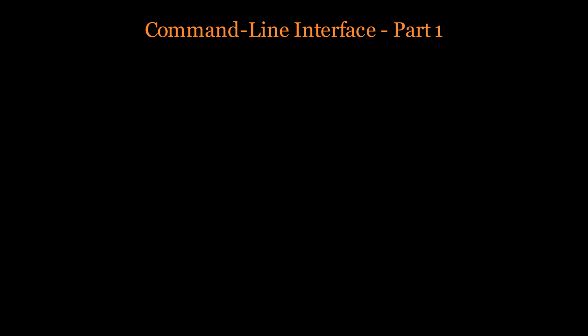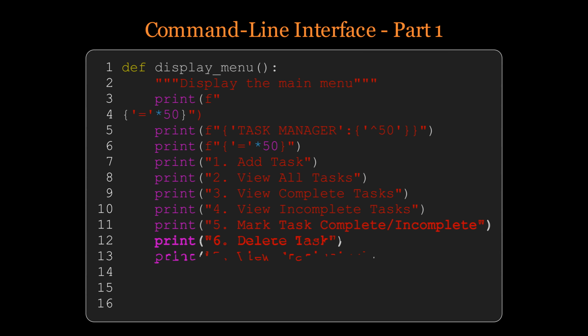Now for the user interface. We'll create an interactive command line menu that lets users choose actions. This is the front end that makes our task manager easy to use. Let's build the menu display function. The display menu function shows users all available options. We print a centered header saying Task Manager with equal sign separators.